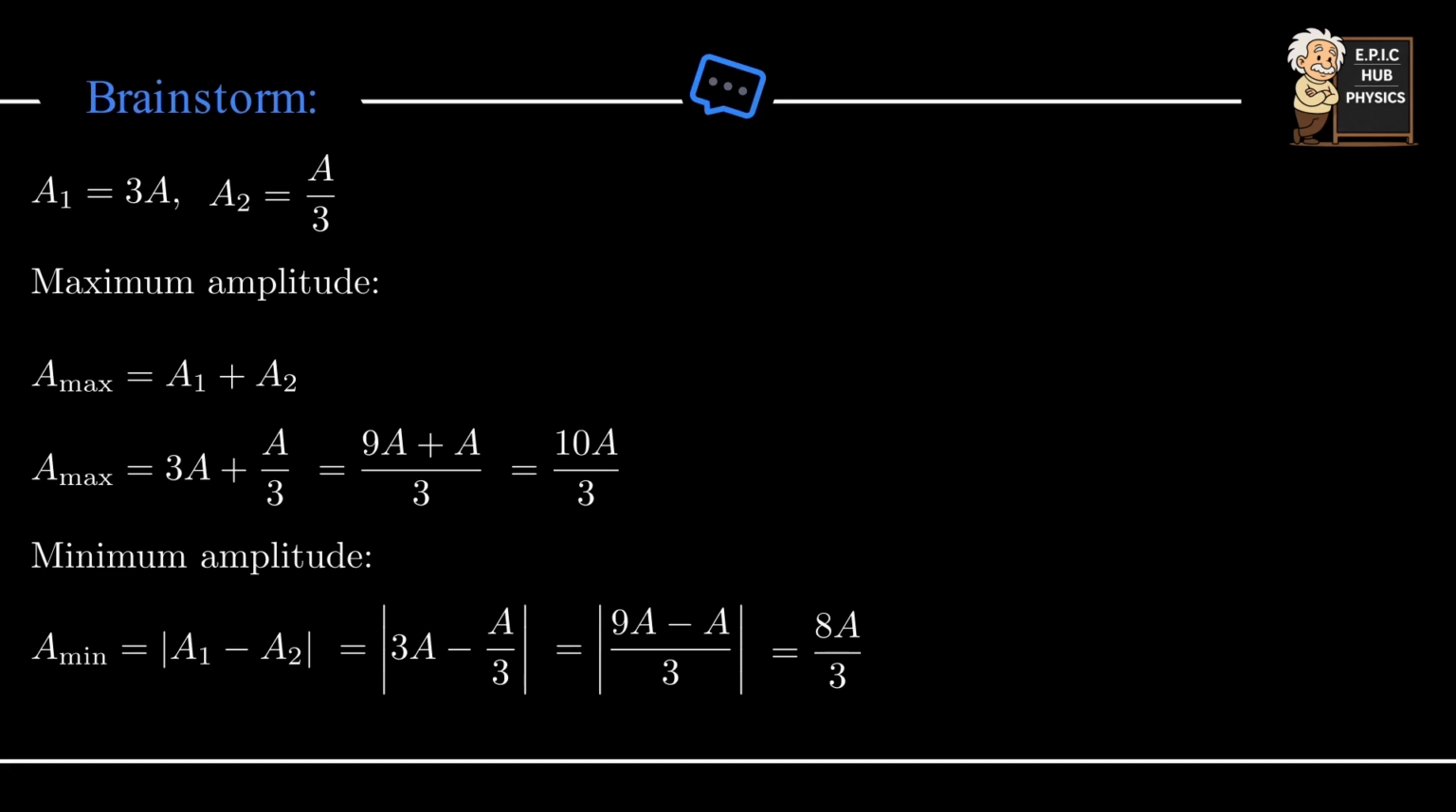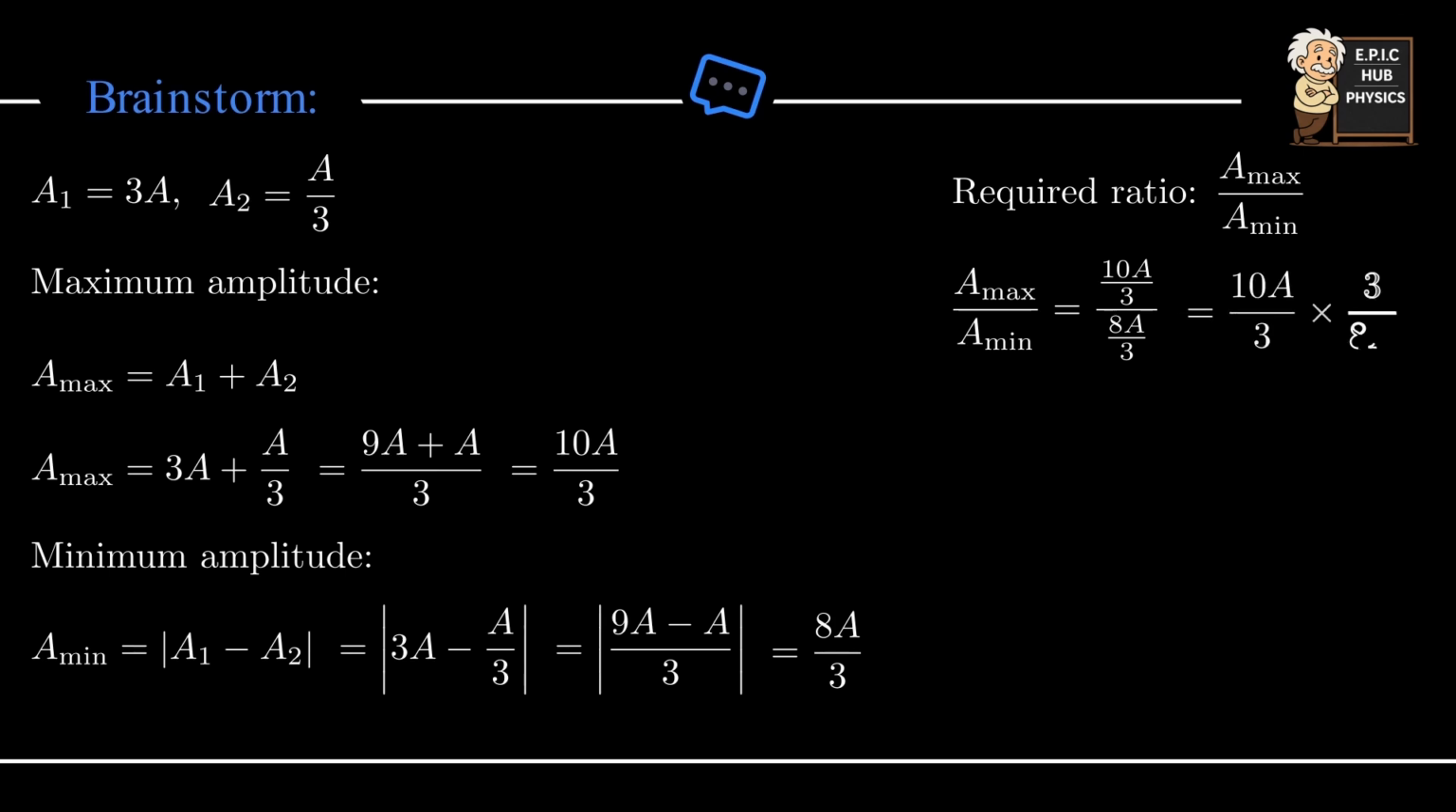Now we find the ratio of the maximum amplitude to the minimum amplitude. The ratio equals a max divided by a min. Substituting the values gives 10a over 3 divided by 8a over 3. Dividing by a fraction is the same as multiplying by its reciprocal, so this becomes 10a over 3 multiplied by 3 over 8a. The 3's cancel, and the a also cancels. This leaves 10 divided by 8. Simplifying the fraction gives 5 divided by 4, so the ratio of the maximum amplitude to the minimum amplitude is 5 to 4. This is our final answer.